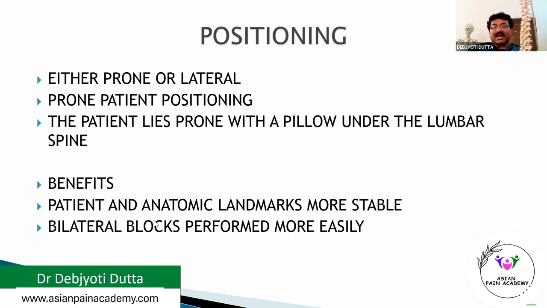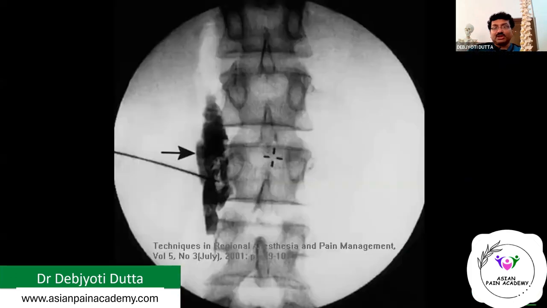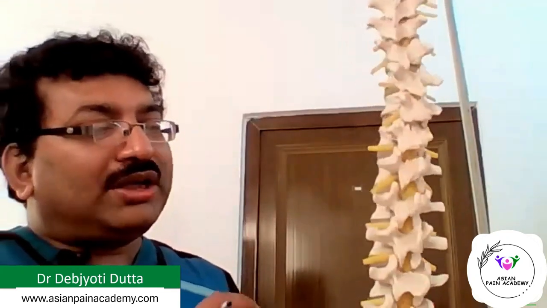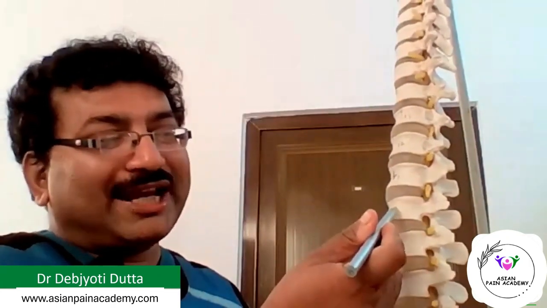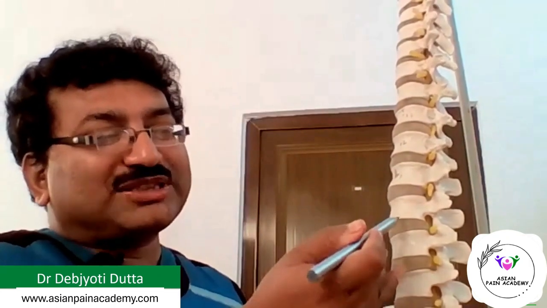And then the anatomic landmarks will be more stable and bilateral blocks can be performed more easily. Now, the technique I will be showing in the patient, but before showing it, let us explain with this model how we are planning to go. So, we already described where we need to go. That means we need to go at the anterolateral corner at specific heights.